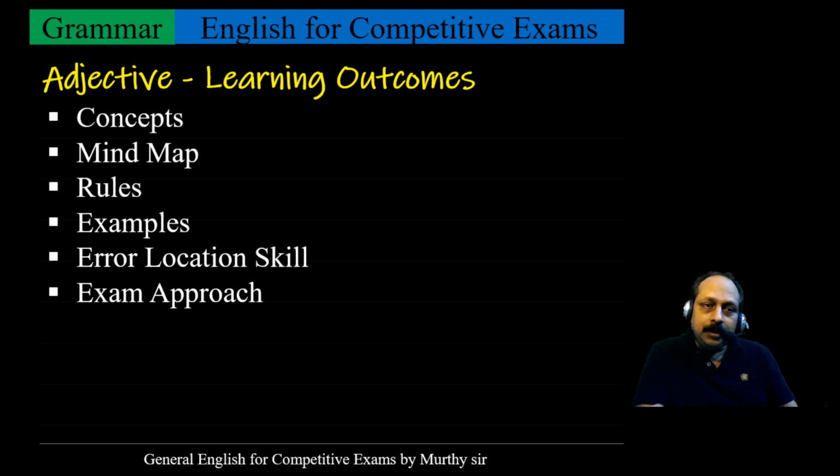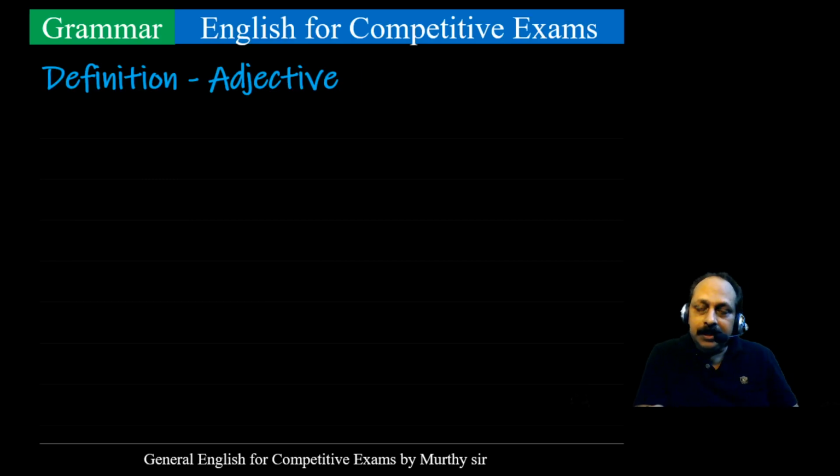Now let us start with the first one, adjective. What are the learning outcomes? You're going to learn the concepts, that is a definition. After that, you're going to get the mind map. You're going to get the rules. You're going to get examples. You're going to develop error location skill and the exam approach. Now let us go to the definition of an adjective.